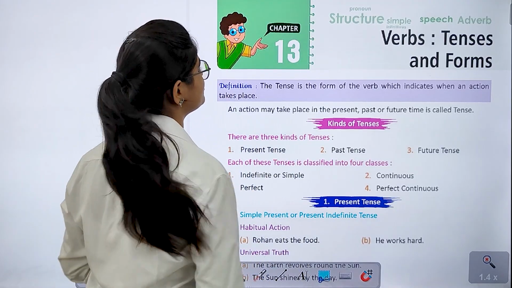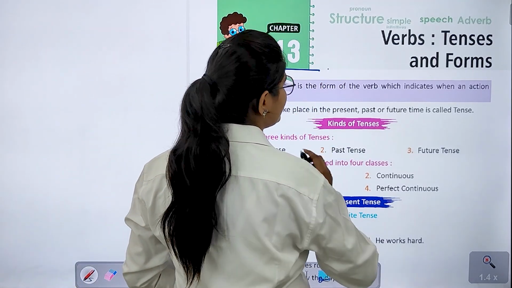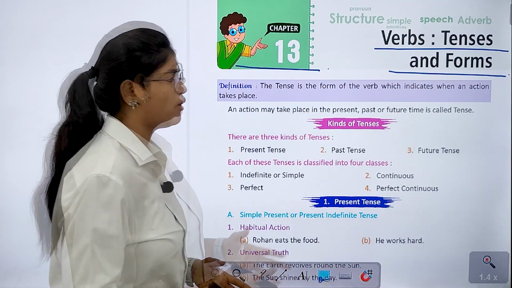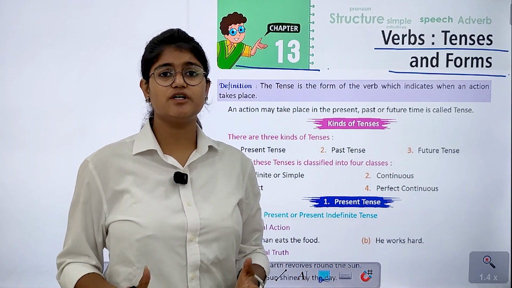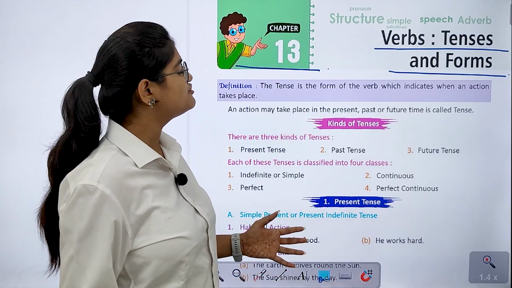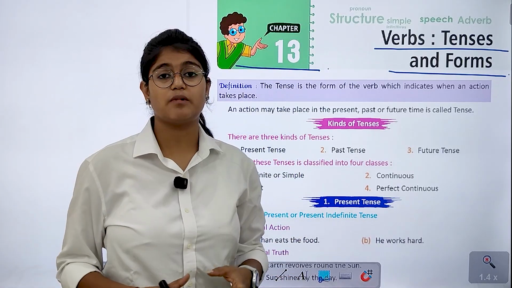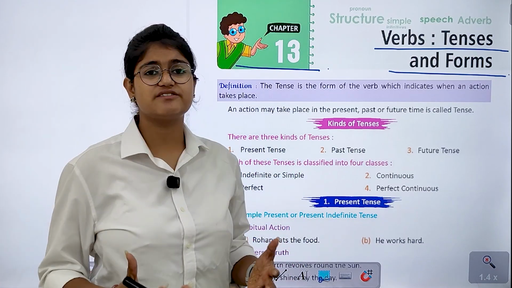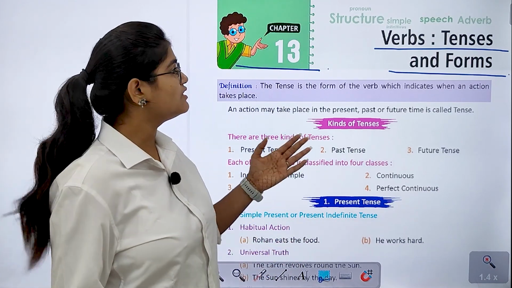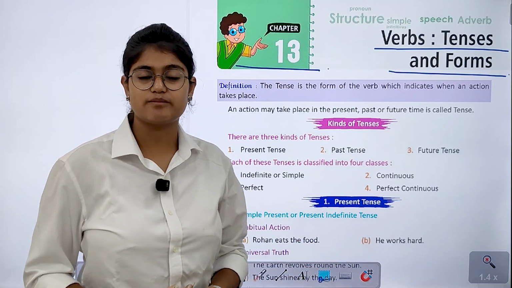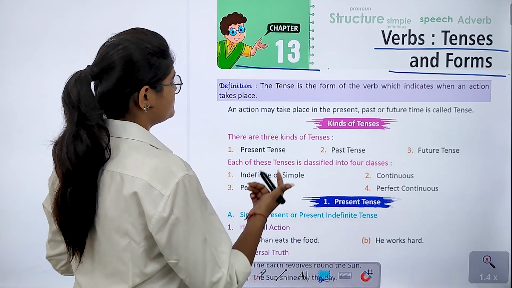So let's begin with chapter number 13 of English, and the name of the chapter is Verb Tenses and Form. I hope you all are aware of the verbs as we all have read it earlier, and in this chapter we are going to read about the tenses and its forms. So tense basically means the time, right? And what are its different forms, that we'll get to know when we read the chapter. So let's begin with this.